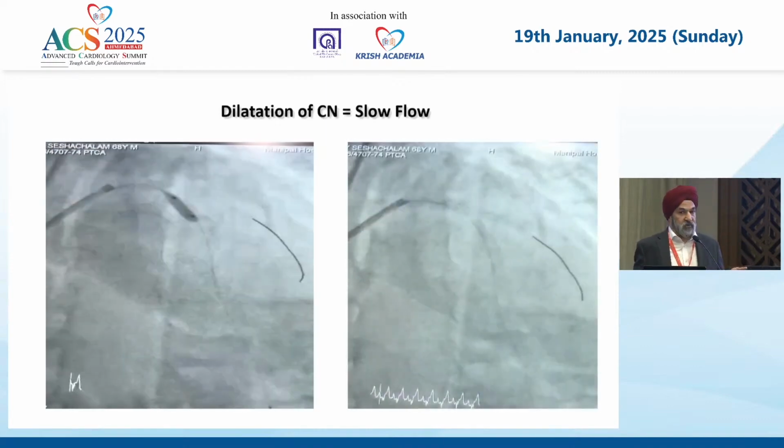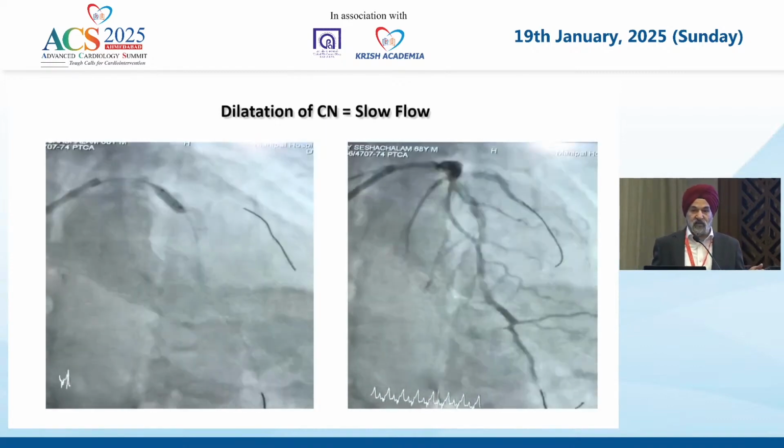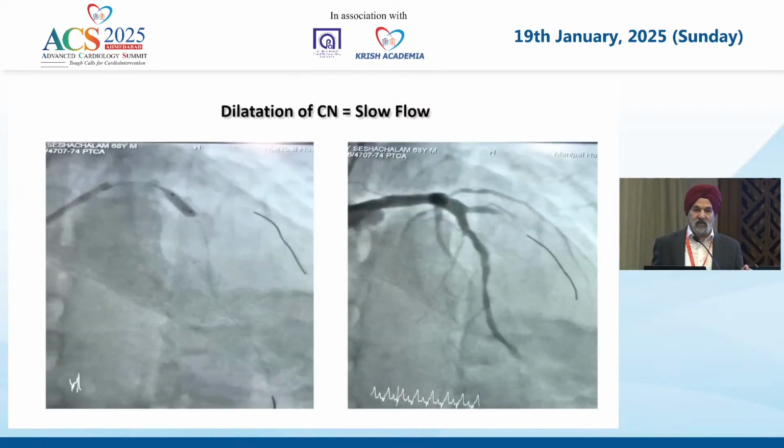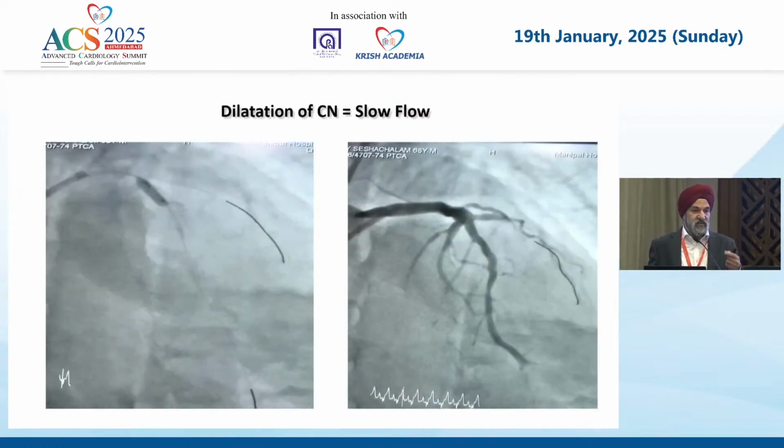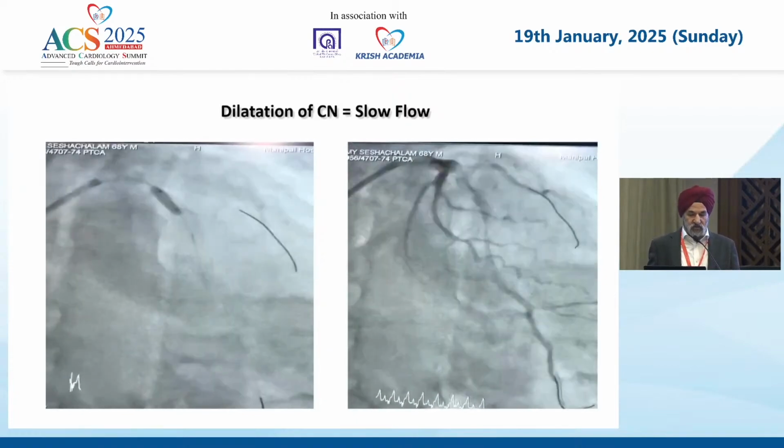Fine. So what we do is, and these things you have to keep in mind, we dilated this and you see the kind of slow flow. I was telling you, if you have high LCBI, you get slow flow. Now, it is very rare that you do a calcific lesion dilatation in a native coronary vessel and you get to see slow flow. So that's not very common.